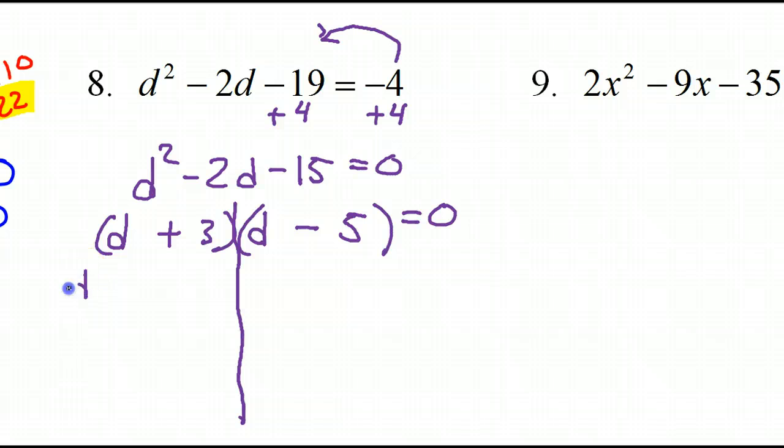Set these equal to 0, so this is my zero product property. Kabam.